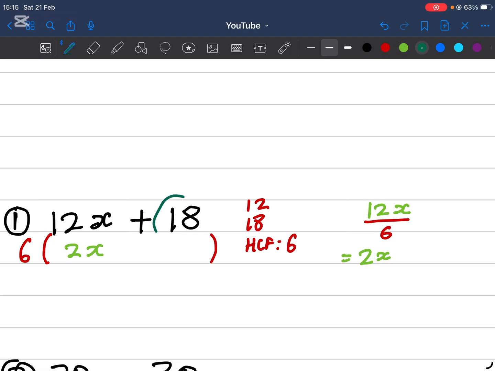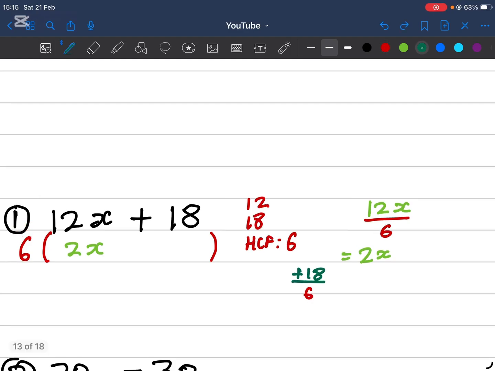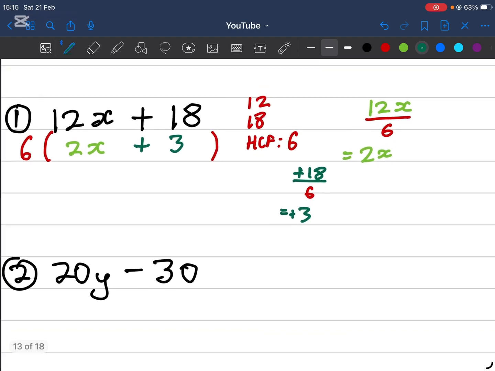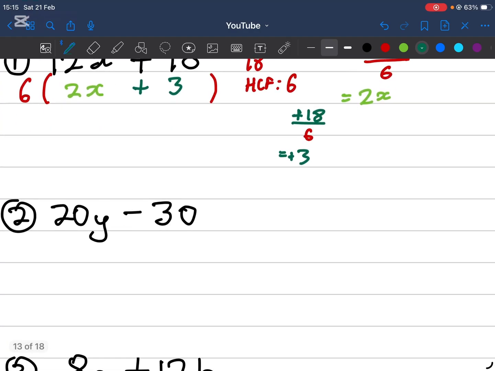Then we take our second term with its sign, positive 18, divided by that same highest common factor, and you get positive 3. So we just put plus 3, and that has been factorized. So we used our highest common factor method to factorize our first question. Let's try again for the second one.